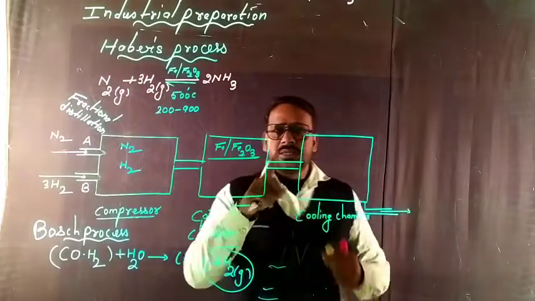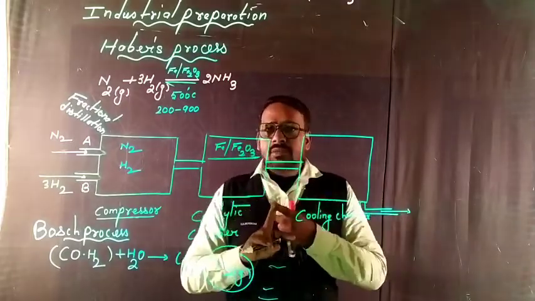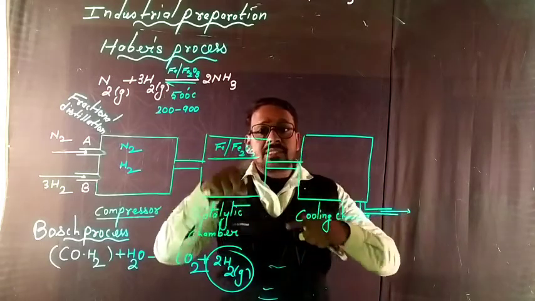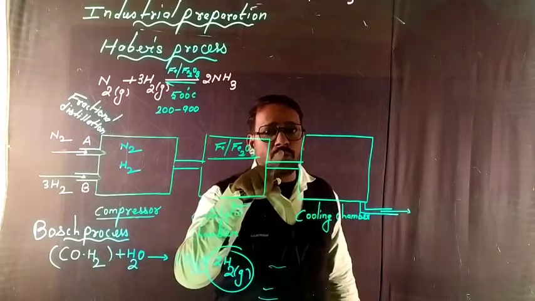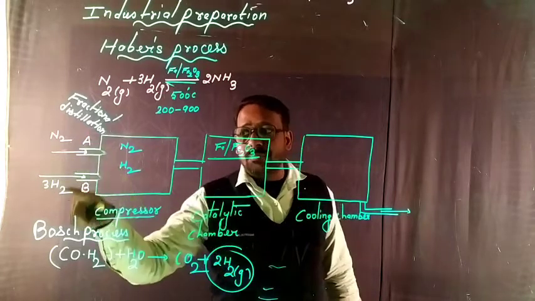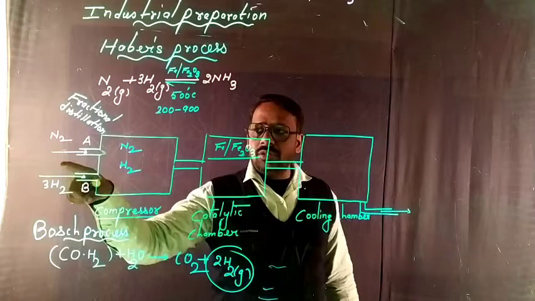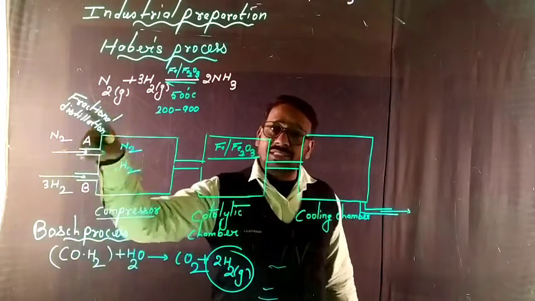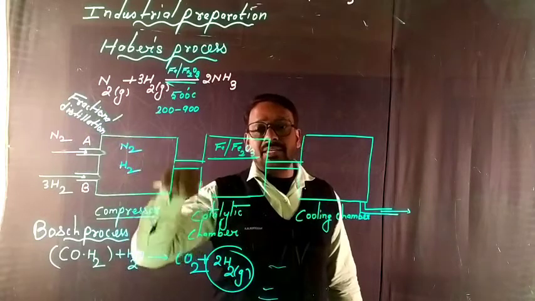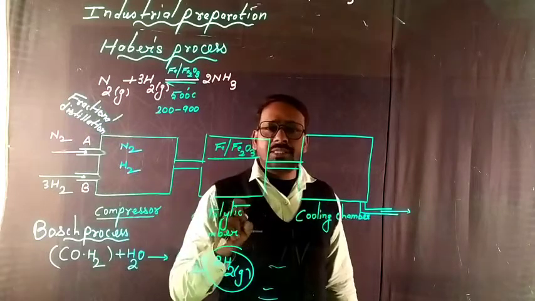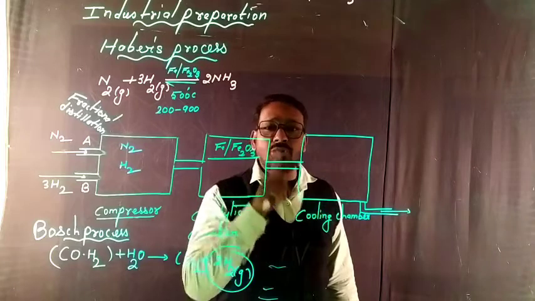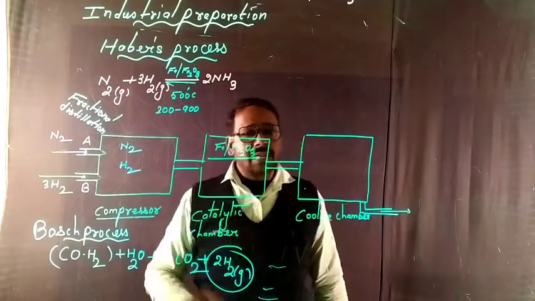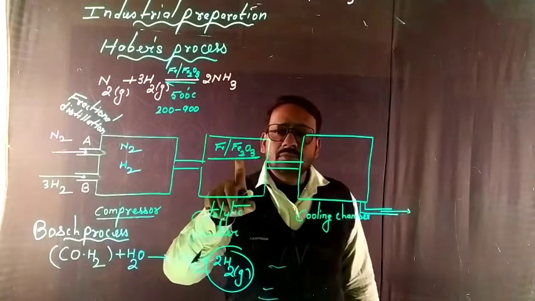Actually, there are two things, promoter and poison. Poisons are those things which decrease the efficiency of the catalyst. That's why we have taken pure gas. We got hydrogen by the Bosch process and pure nitrogen by fractional distillation. Otherwise, it may contain lots of impurities and that will behave as a poison, meaning it will decrease the efficiency of the catalyst. That's why we have to take the what?